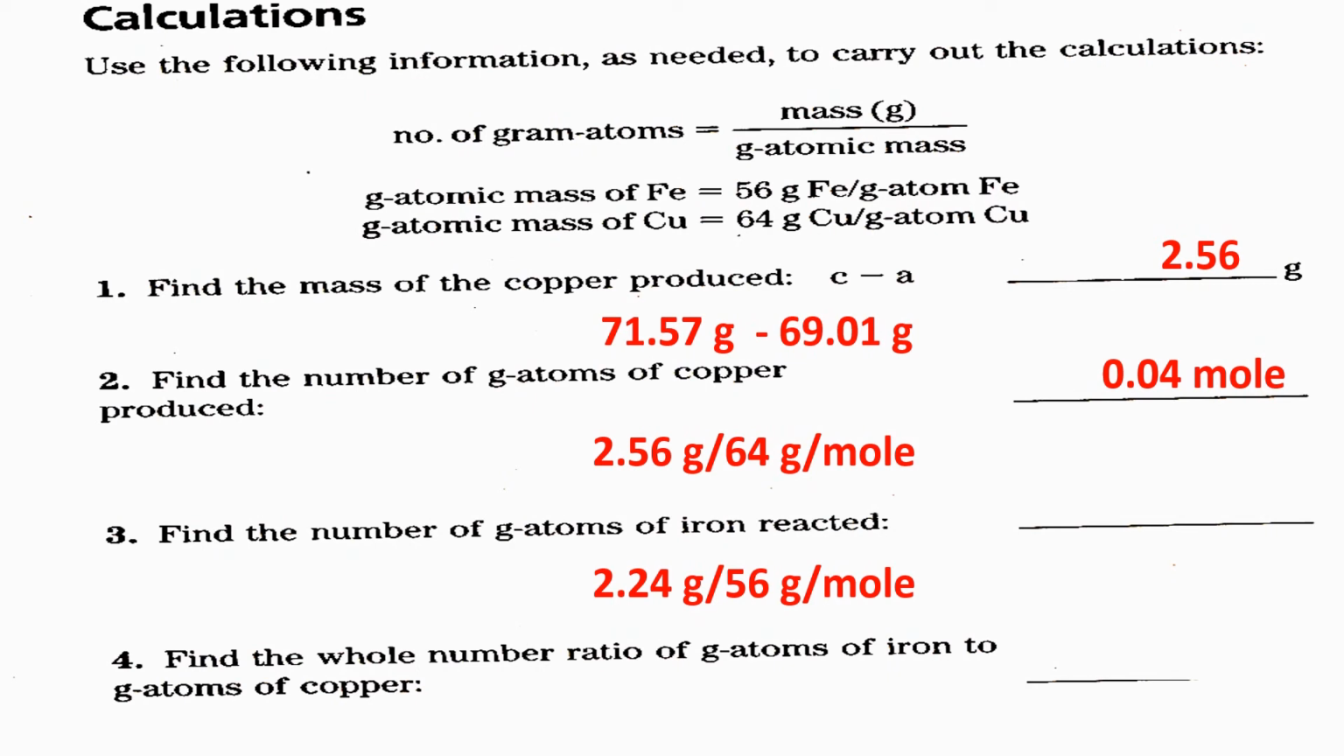Find the number of moles of iron reacted. That's 2.24, the initial mass of iron, divided by 56. This equals 0.04 mole. And finding the whole number ratio of gram atoms of iron to gram atoms of copper, the molar ratio is 1:1.